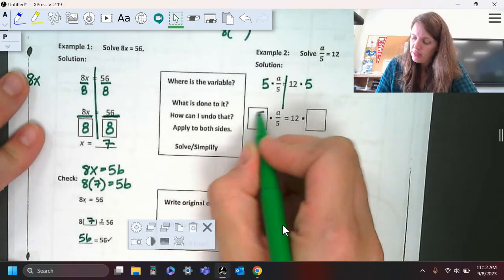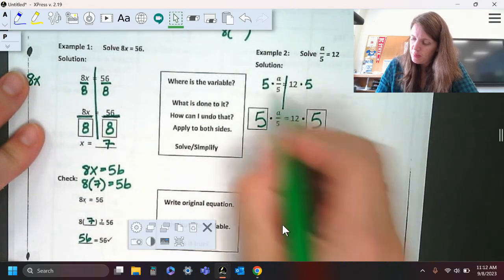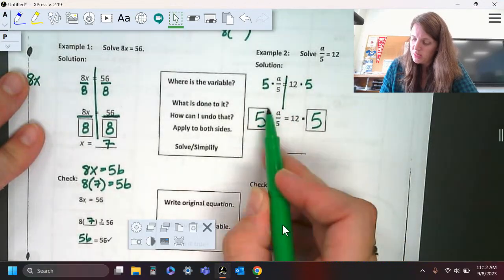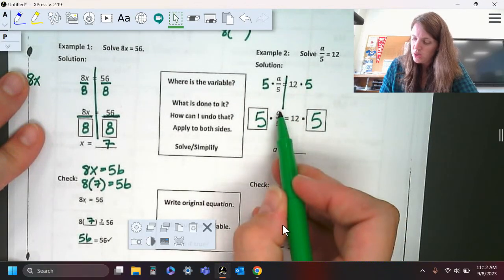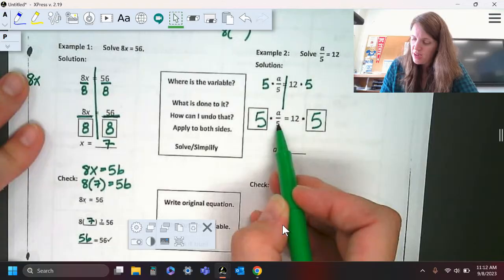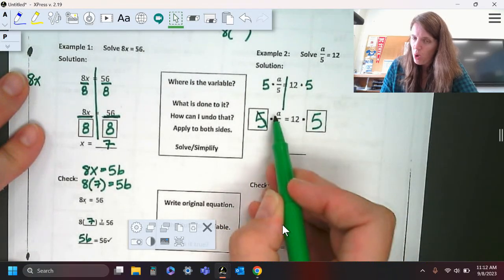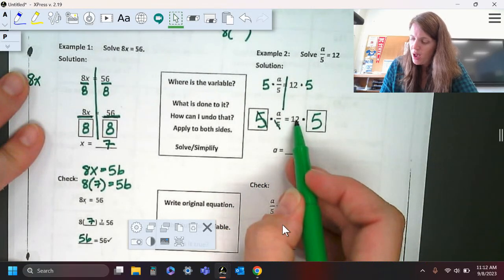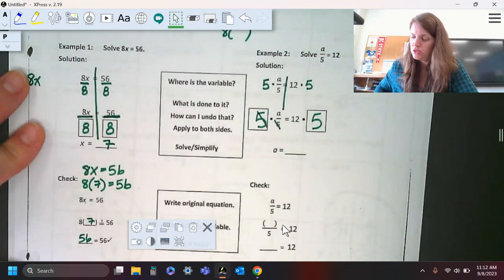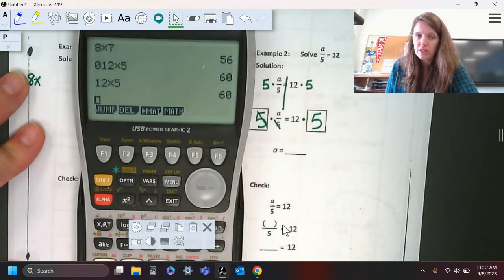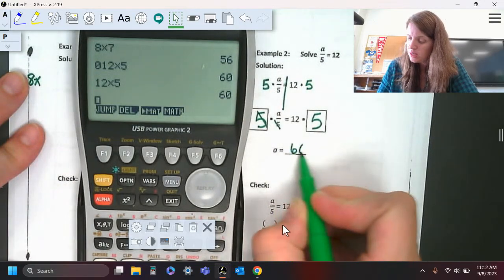When I do that, right here, I'm writing it in the boxes, okay? But when I do my work on a normal problem, I'm going to do it like this. I've given you the boxes here to help you on the first ones. So a divided by 5 and multiplied by 5 is going to cancel these two. I'm going to get 1a. And 12 times 5, again, if you don't know what that is, don't stress, okay? You're going to put it in your calculator as 12 times 5, and you're going to get 60. So A is equal to 60.